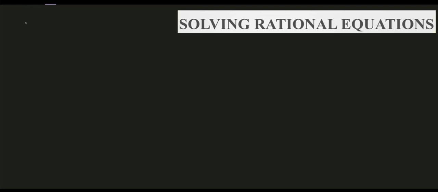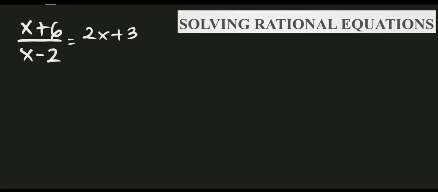So let's say we have x plus 6 all over x minus 2, and that is equals to 2x minus 3 all over x plus 1.